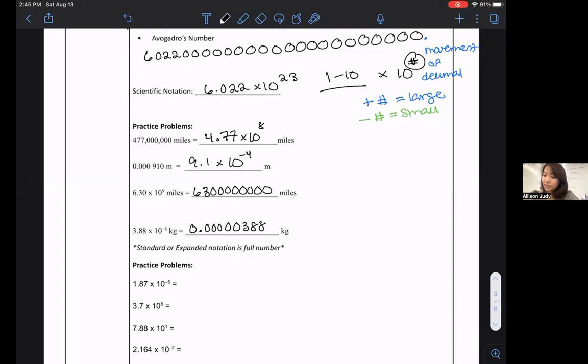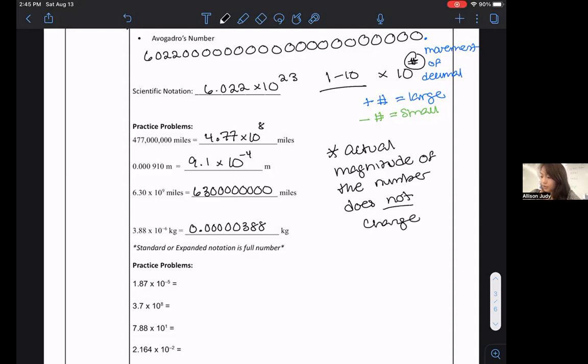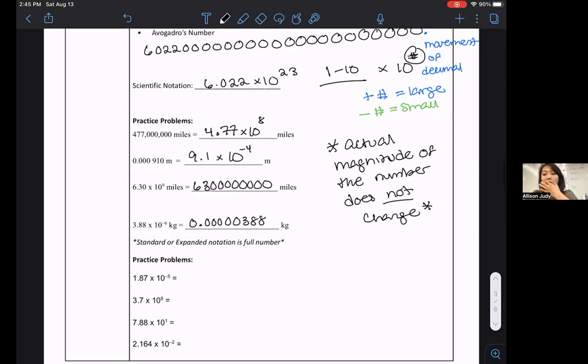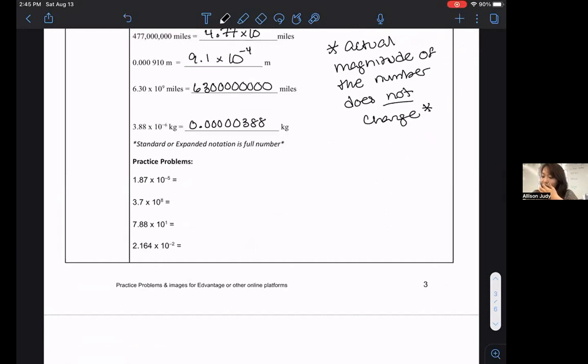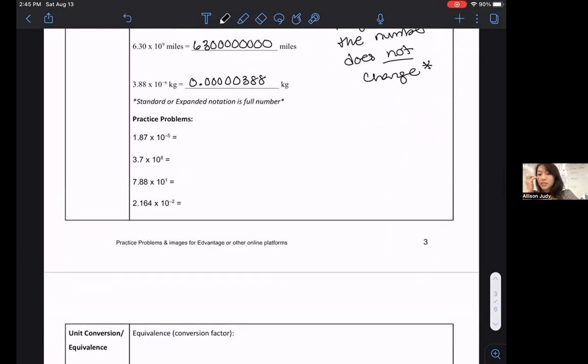Notice a big thing is that the actual magnitude of the number does not change. That's the biggest thing. And that's why we love scientific notation. So moving on, you're welcome to try out more of these practice problems. And I'm going to go ahead and move on. In the filled notes upload, I will have the answers.